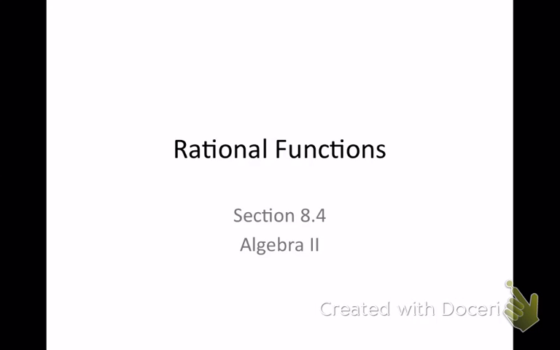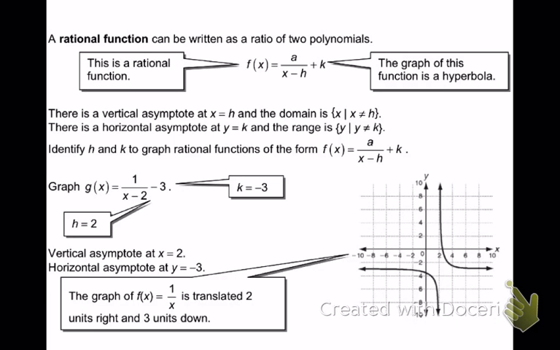All right, today we're going to talk about rational functions, section 8.4. So continuing on into chapter 8, we're going to talk about now some of the differences within rational functions. A rational function can be written as the ratio of two polynomials. What's a polynomial again? Many terms. Okay. So for example, this is a rational function.